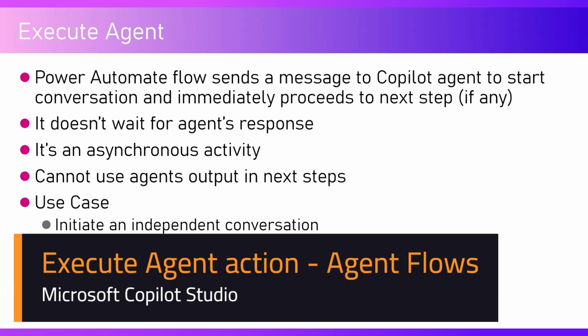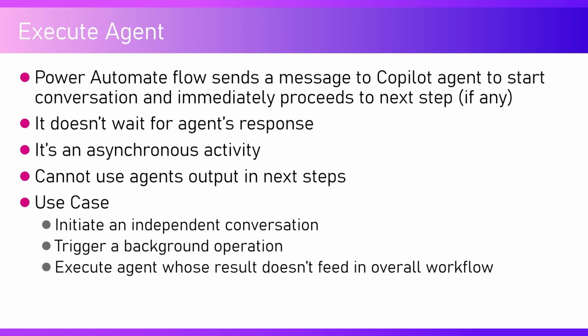In this video, I'll be explaining the concept of executing an agent. Basically, it's an action within a Power Automate flow. It allows you to call an agent and process some steps. Now, the Power Automate flow sends a message to the Copilot agent to start the conversation and then immediately proceeds to the next step. So take for example, if you have a Power Automate flow, the first action is execute agent. It will call the agent, but it won't wait for the response. It will just move ahead to the next step in the Power Automate flow.